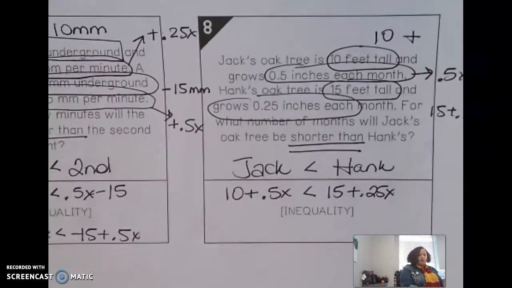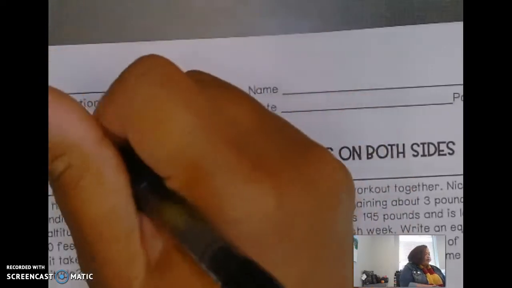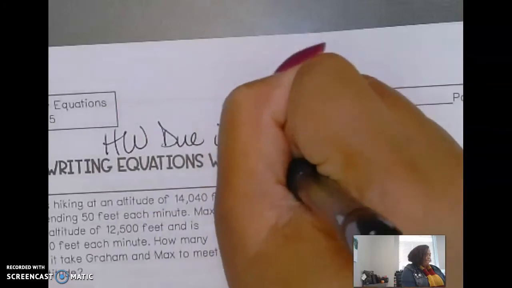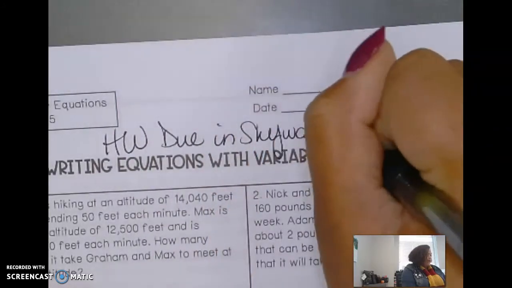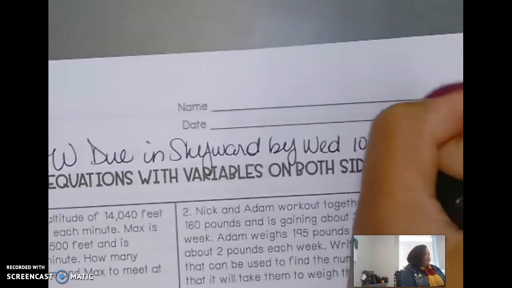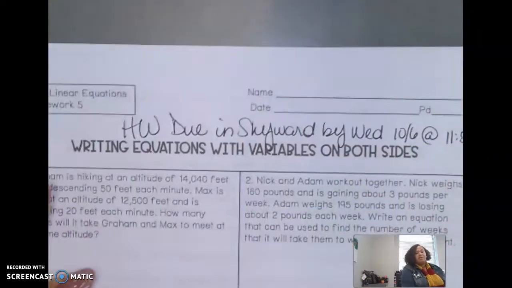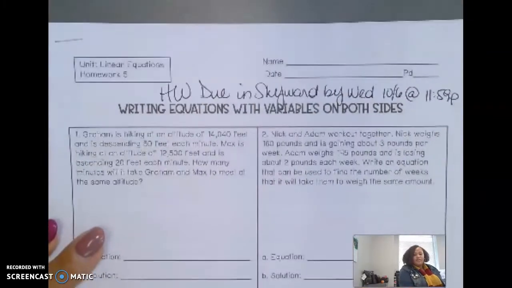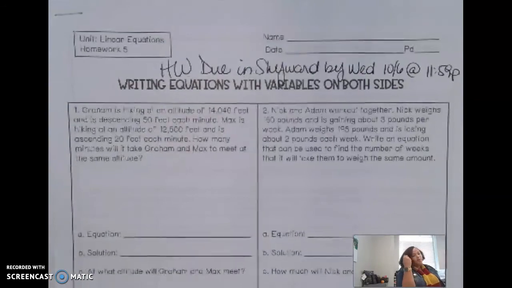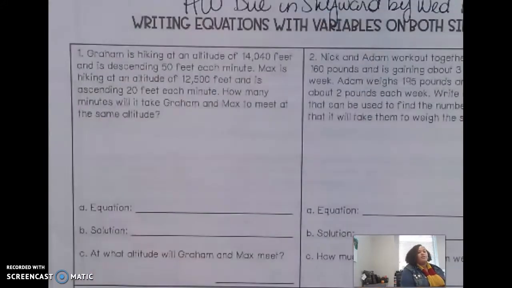Okay, now I'm going to get you started on your homework, which is due in Skyward by Wednesday, 10/6 at 11:59 p.m. Let me zoom out a little bit. Hopefully my picture still stays a little clear. It immediately got blurry. I don't know what the deal is with this paper and this camera, but I'm going to have to restart or reset somewhere. So I'll zoom in per question.